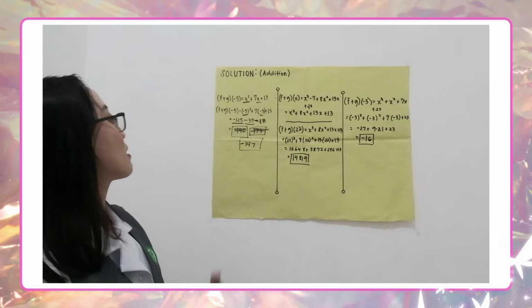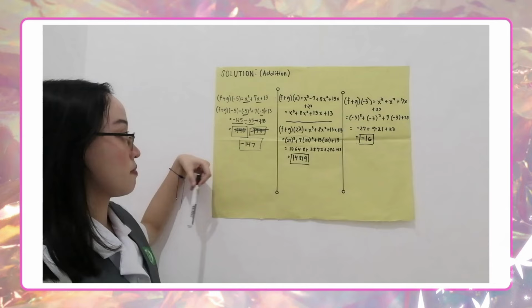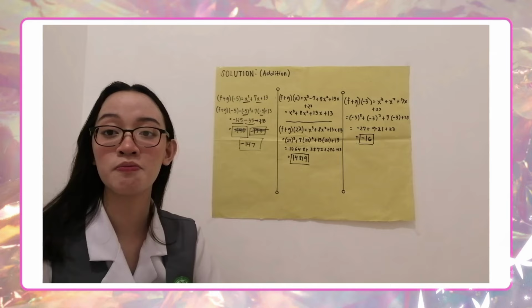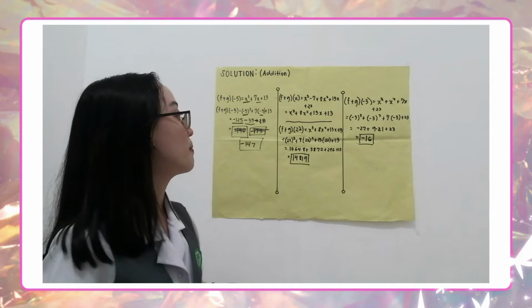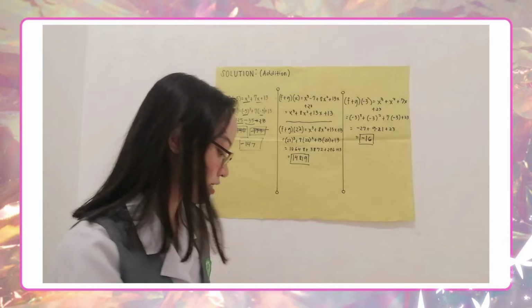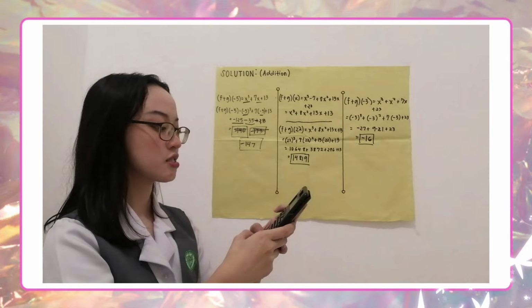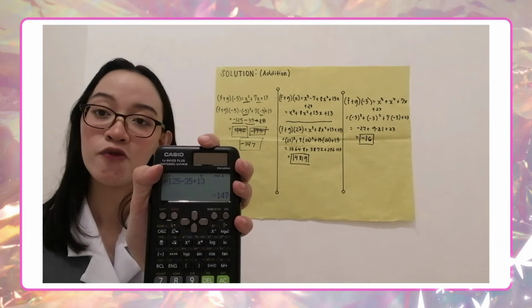Negative 5 raised to 3 is negative 125, then 7, then negative 5, ang gagawin dito, pag may parenthesis, i-multiply yan. So, ang sagot is negative 35, then i-bring down lang ito, magiging plus 13. So, ang sagot, pag kinalkula natin yan is negative 125 minus 35 plus 13 is 147. So, yeah.